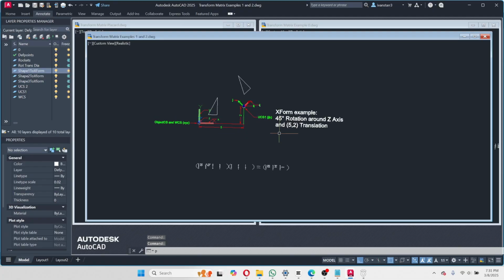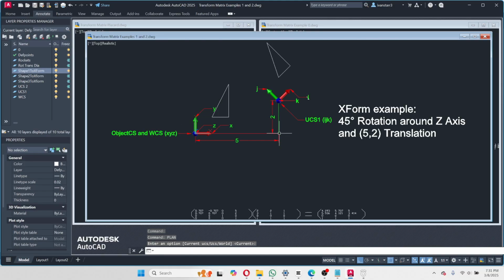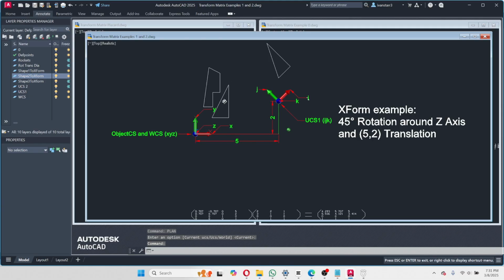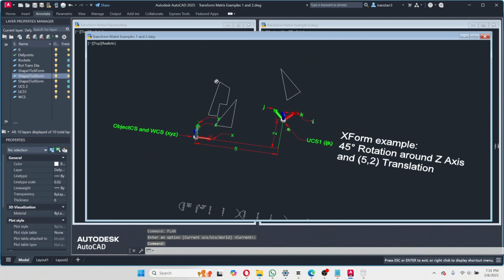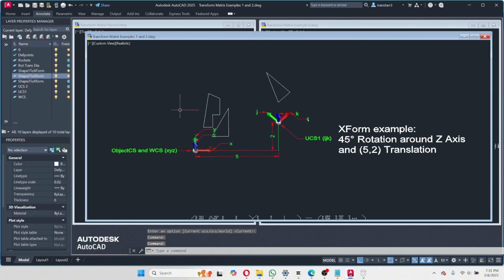Hold on, I'll go back to 2D here for a second again. I'm going to transform another shape. I'll transform this shape right here, still in the XY axis of the world coordinate system. And I'll run that program again here.